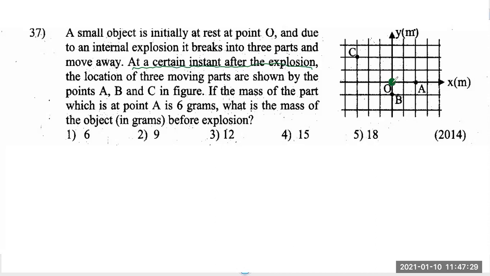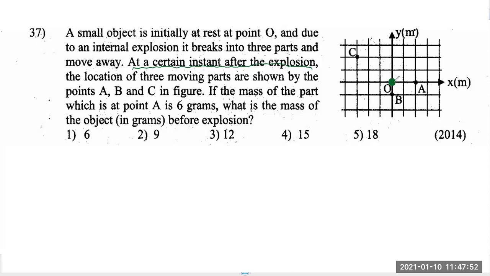Part A has moved 2 blocks away to the right, B has moved 1 block towards south, and C has moved 2 blocks towards north and 3 blocks towards west. That is how you have to analyze this.